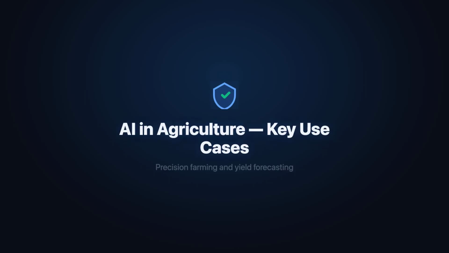AI in agriculture, key use cases, precision farming, and yield forecasting. In this overview, we'll walk through what it means, why it matters, how it works at a high level, and where it shows up in real products and systems. By the end, you'll have a clear mental model of AI in agriculture, key use cases, and how it fits into the broader AI landscape. Let's get started.